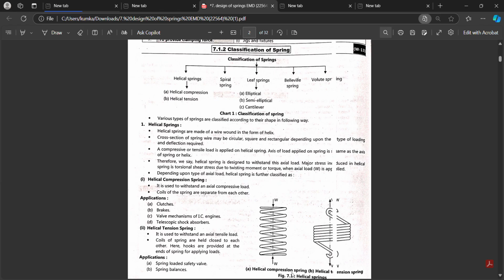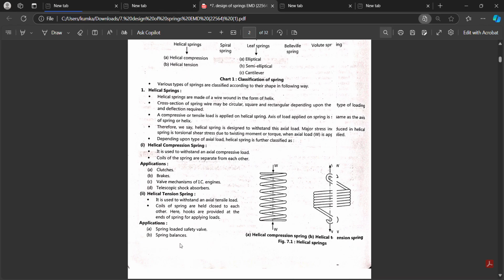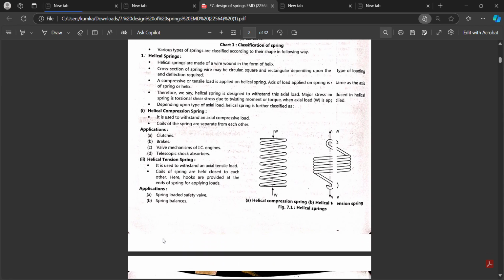The applications of helical compression spring are clutches, brake, valve mounting of an IC engine and telescopic shock absorber. Helical tension spring: if the load is tensile, then the spring is called helical tension spring. This spring is used in spring-loaded safety valve and the spring balance.